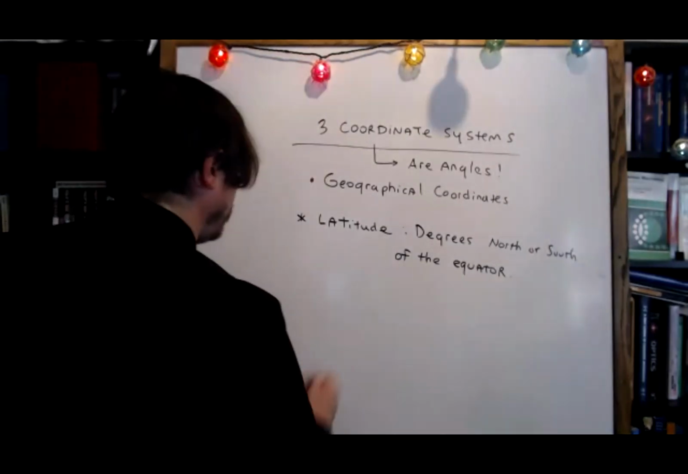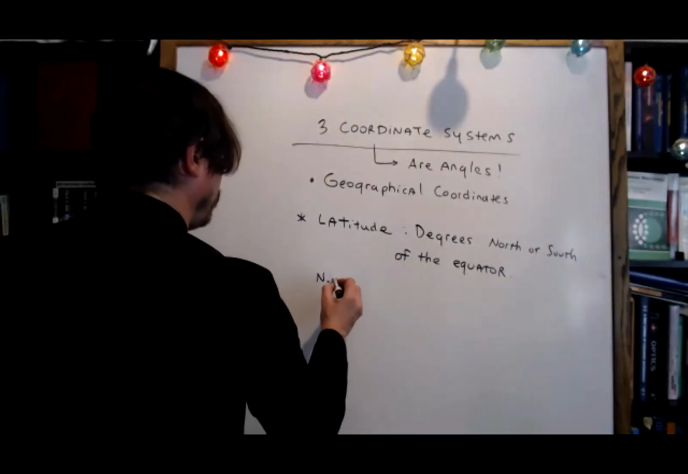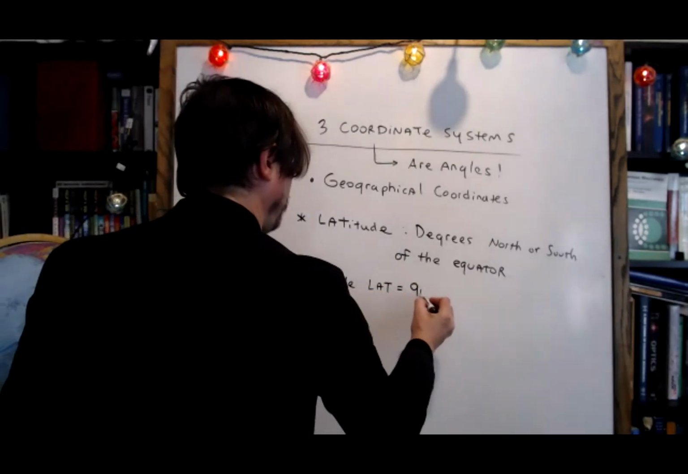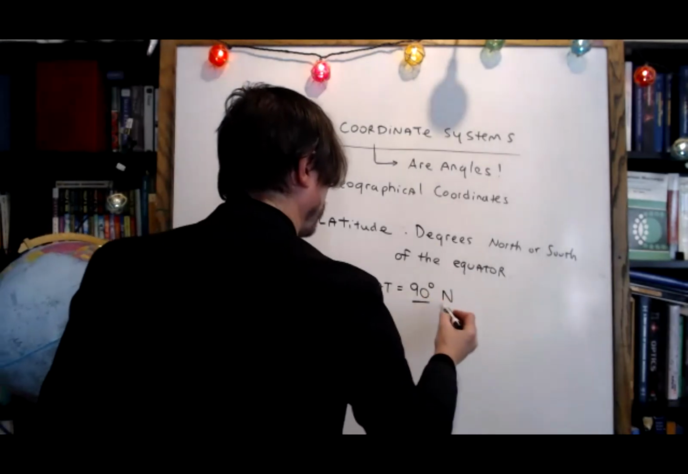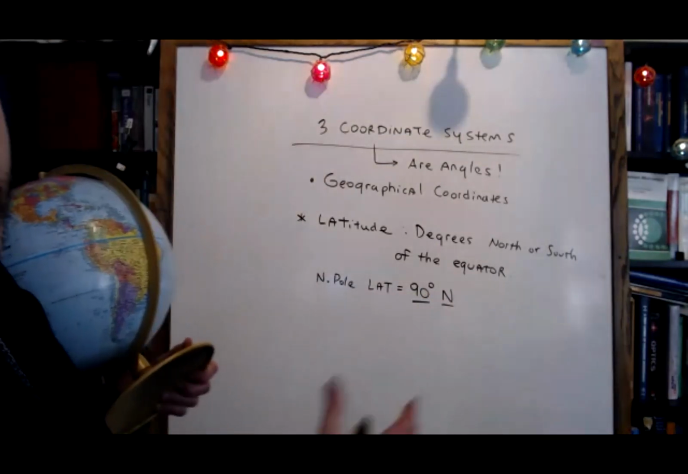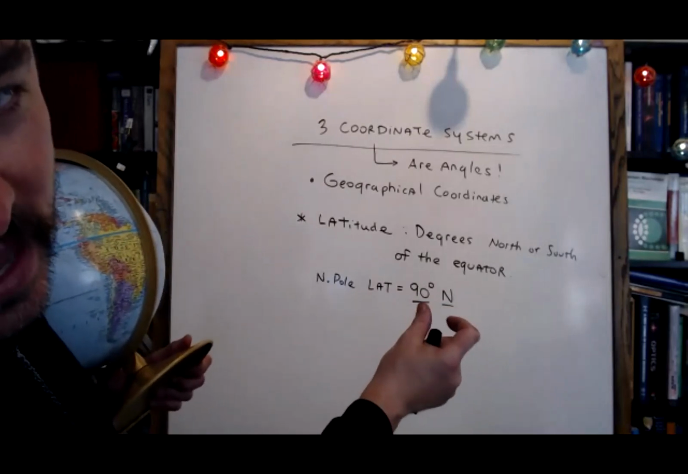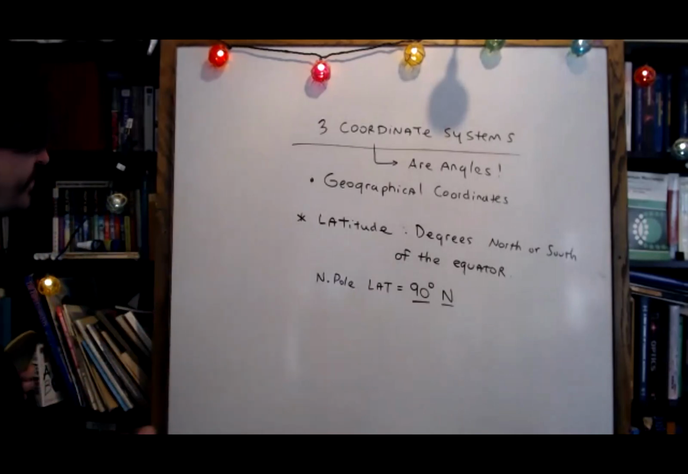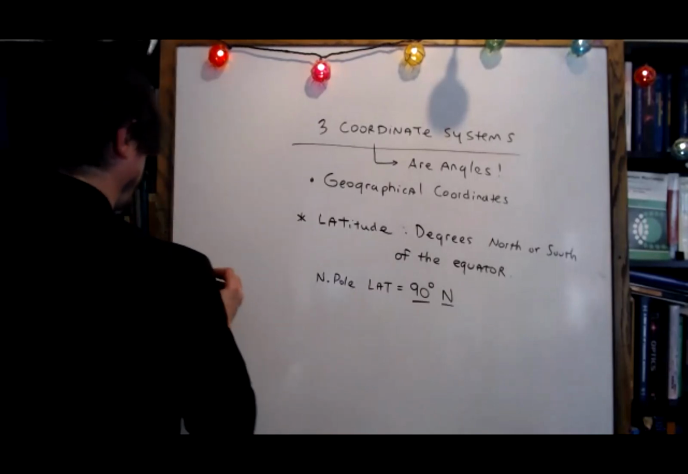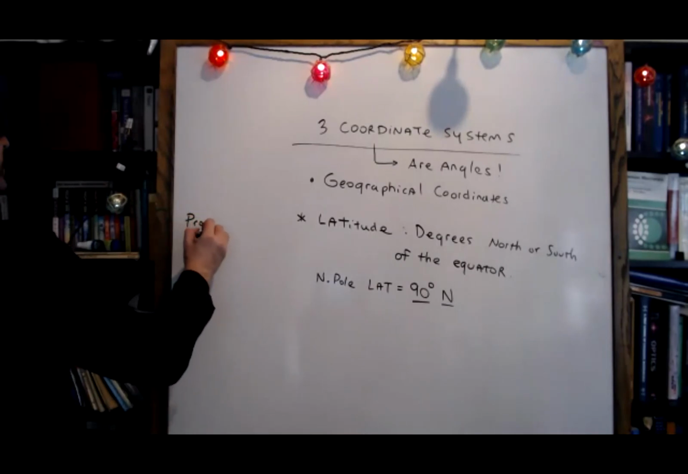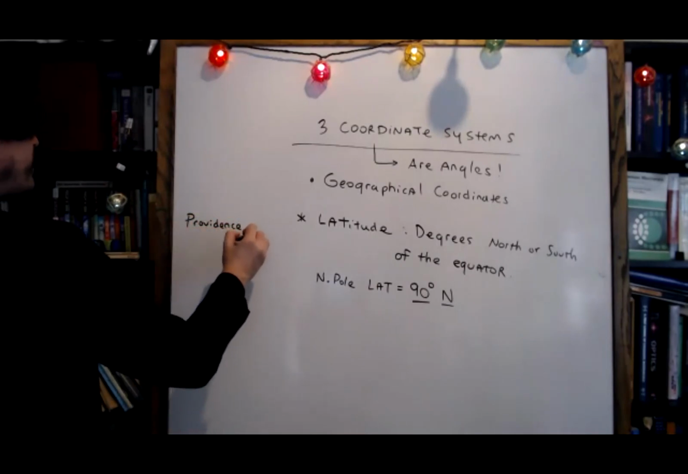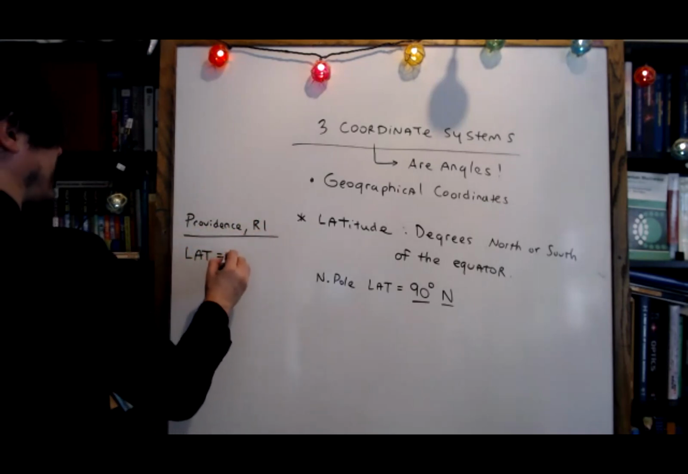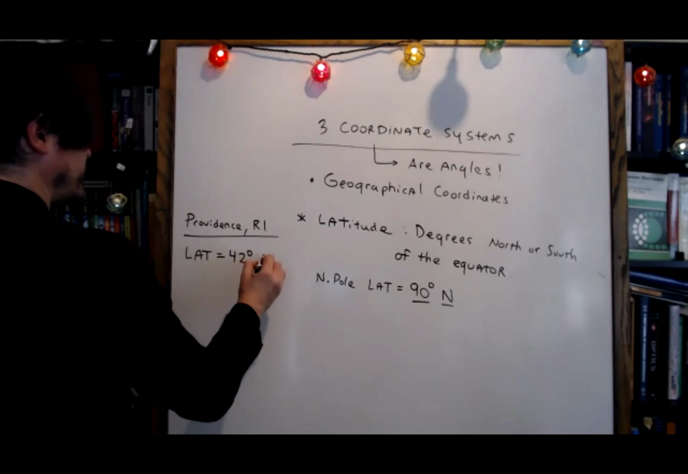For example, if you wanted to talk about the North Pole, the latitude of the North Pole would be 90 degrees north. And I'd like to point out that one needs to specify the angle and the direction unless you're at the equator. That's kind of a big deal. In the case of Providence, Rhode Island, which is pretty close for anywhere in Rhode Island, the latitude is 42 degrees north.